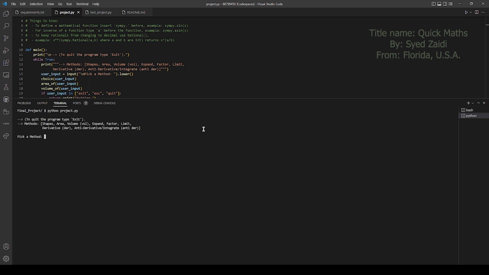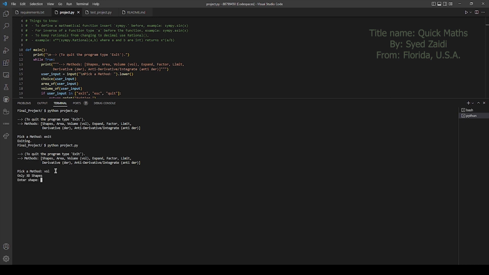Alright, let's see what it does. Okay, to quit the program, type exit. Okay, exit. Okay, so let's run it again. So we have a list of things here in methods: shape, area, volume, expand, factor, limit, derivative, antiderivative, or integrate. Okay, so let's find the volume of a shape.